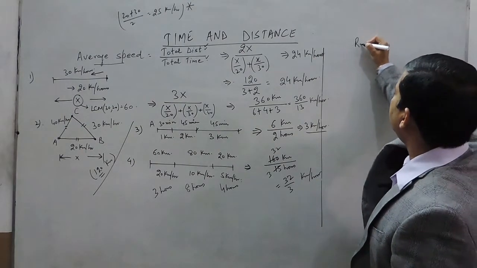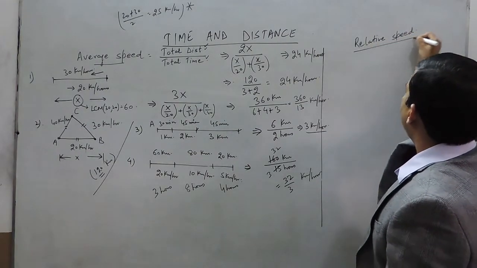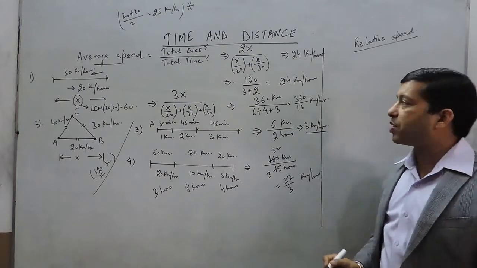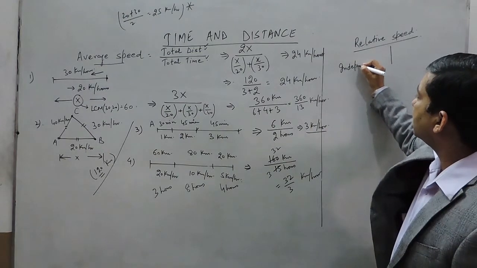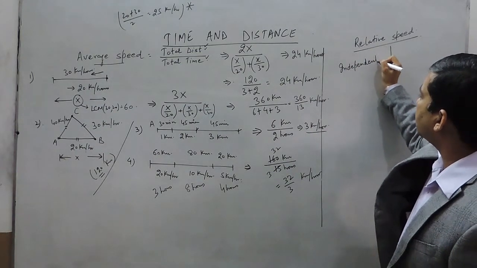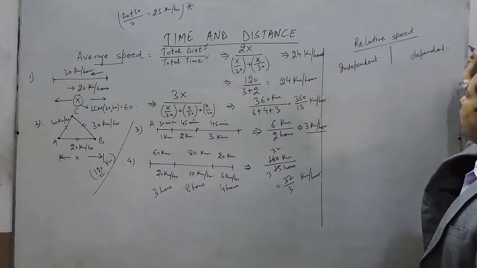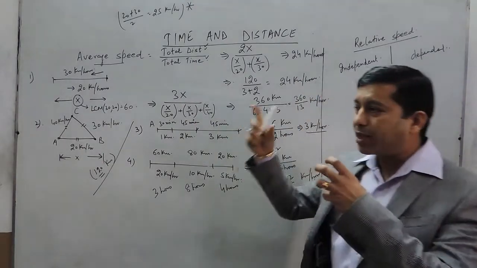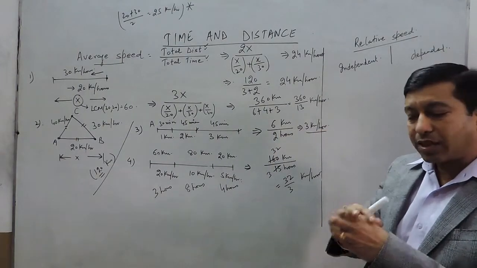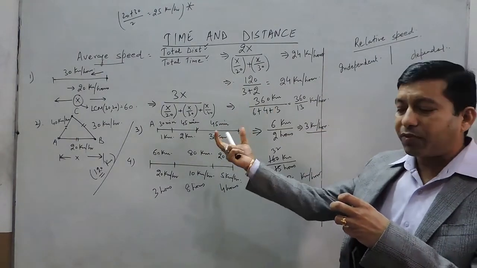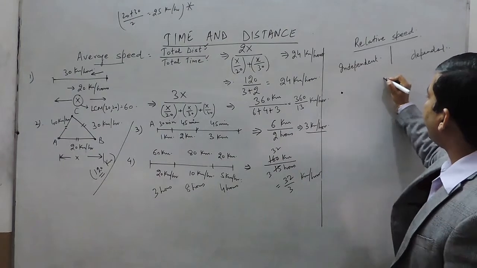There is yet another term, that is relative speed. When we talk about relative speed, there are two types of motion. One is known as independent motion, and one is dependent motion. When I am talking about independent motion, it means two individual bodies are traveling and the speed of this body does not apply to the speed of the other, or the speed of this does not apply to the speed of that. This is known as independent.